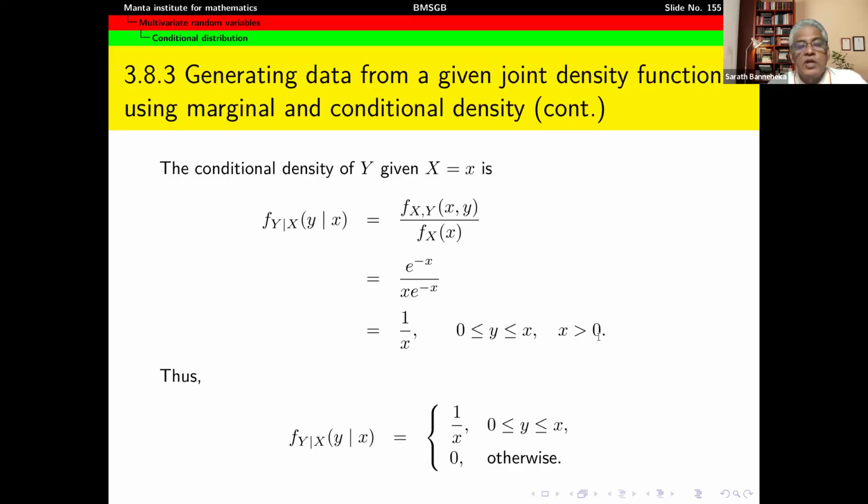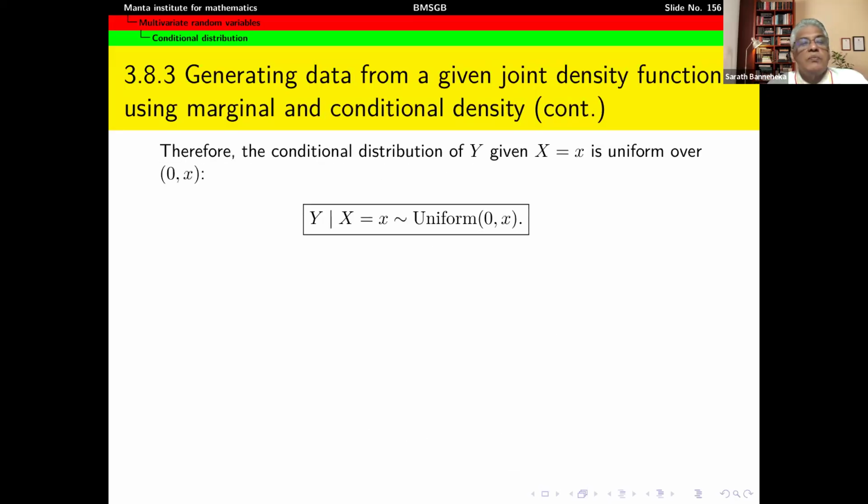So therefore, I can write down more formally, more correctly, the conditional distribution. It's equal to 1 over x if y is in this range. This simple x is this x appearing here. Otherwise, the conditional density is equal to 0.